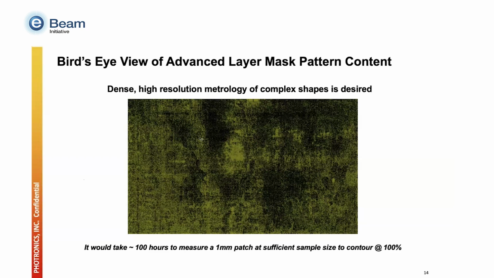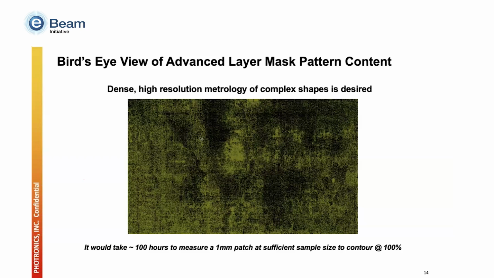And so what do we really need to do? If we want to build accurate image quality based models, and we want to really understand the image quality content of this mask layer, we need dense, high resolution metrology of these complex shapes. And just to give you an idea of how far we are from being able to produce that sort of measurement structure, it would take roughly, in this particular case, about 100 hours to measure a 1 millimeter by 1 millimeter patch at sufficient resolution to contour at 100%. So we are nowhere near being able to produce the richness and amount of metrology data to start building very comprehensive 2D contour models for more complex designs.